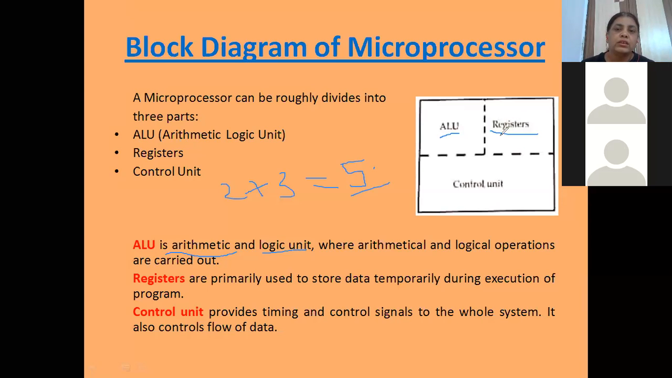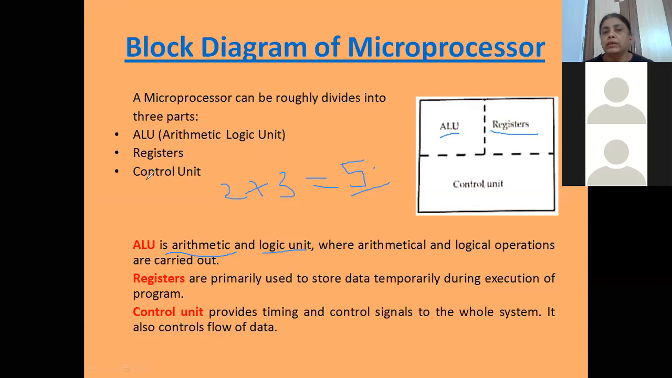So register is a storage device which is used to store data temporarily during the execution of program. This is not wrong. This is just like your RAM where you can rewrite again and again. Understood this concept? What is register? Register is basically a storage place where you can store data temporarily during the execution of your program.